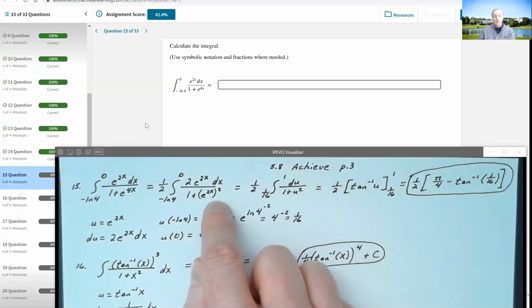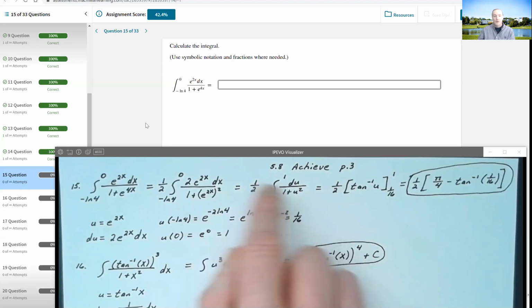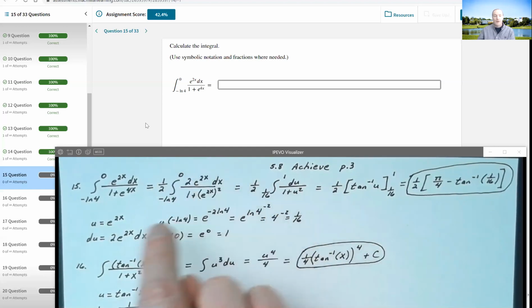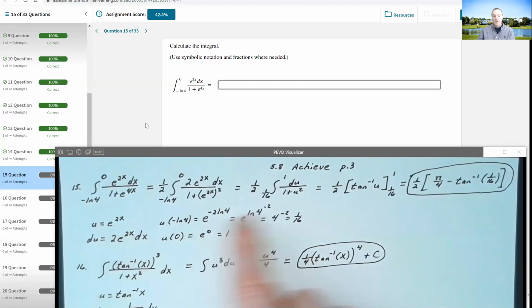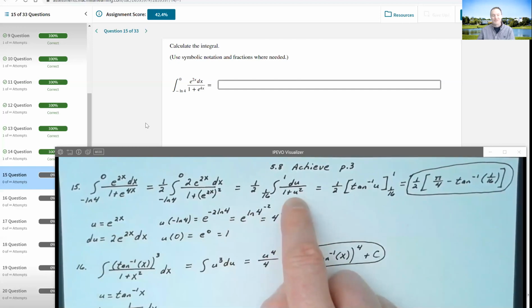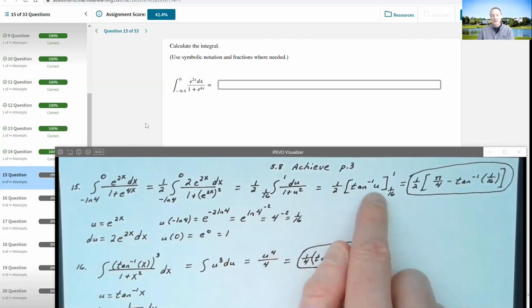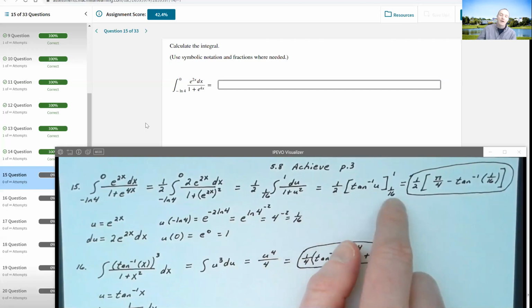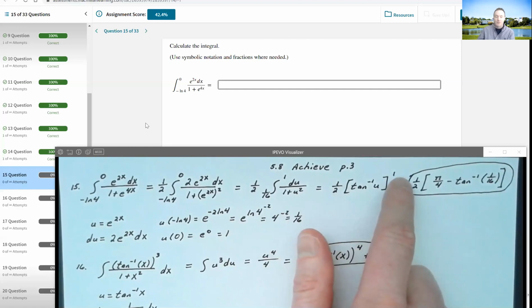Our denominator simplified to be 1 plus u squared. Numerator all canceled out because it was equal to du. By definition, that's the inverse tangent of u. When we integrate it, we'll have 1/2 inverse tangent of u evaluated from 1/16 to 1.